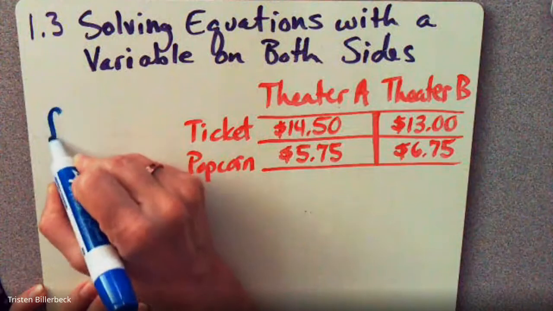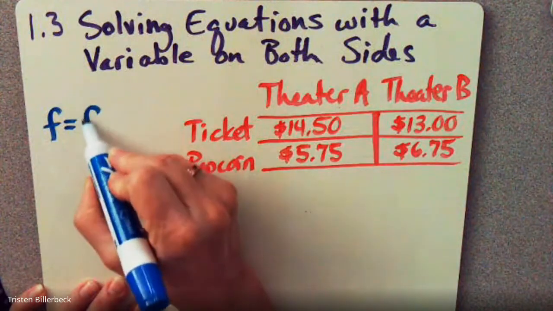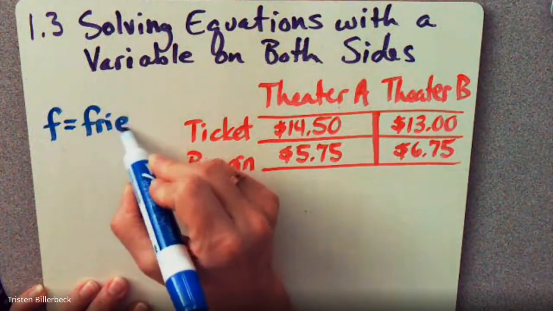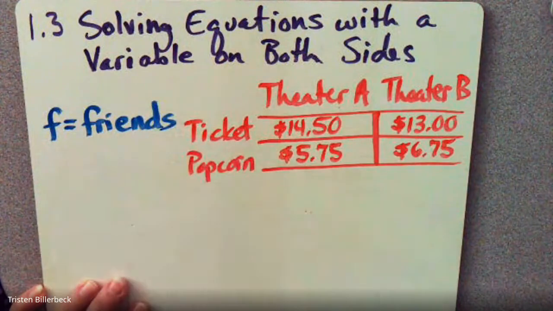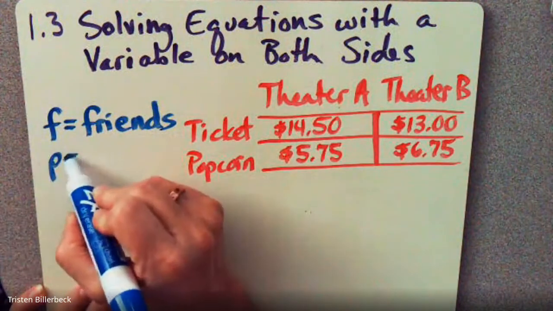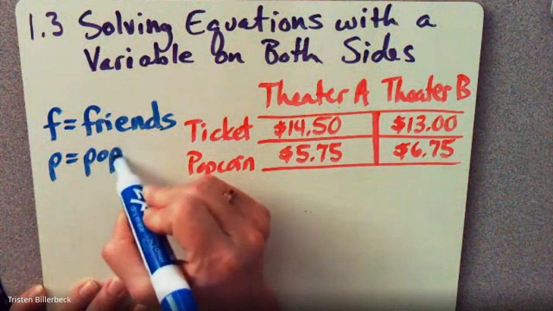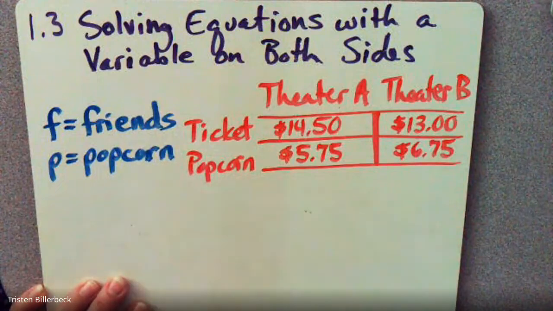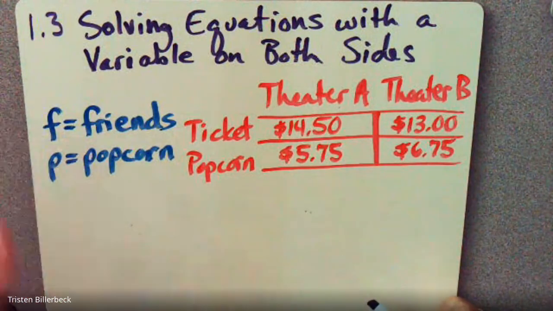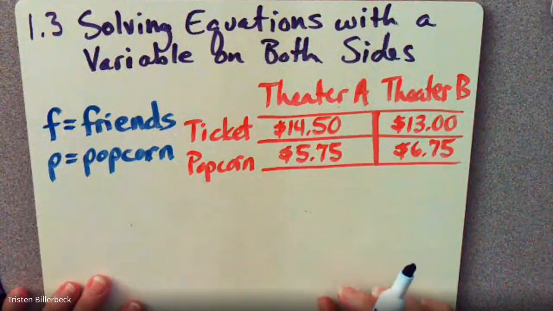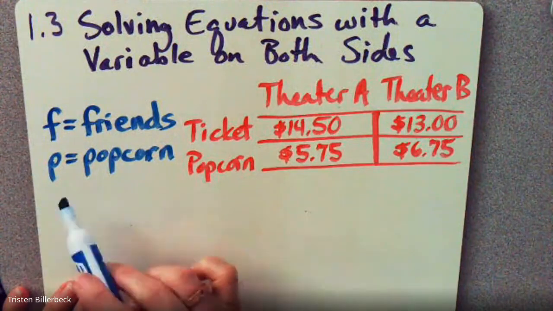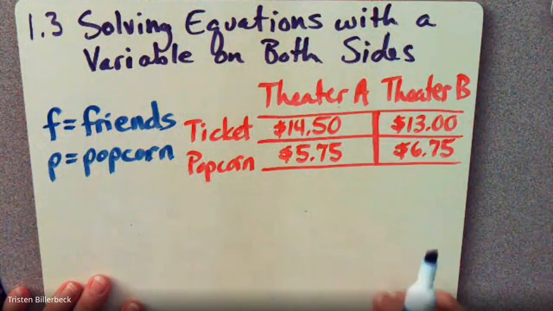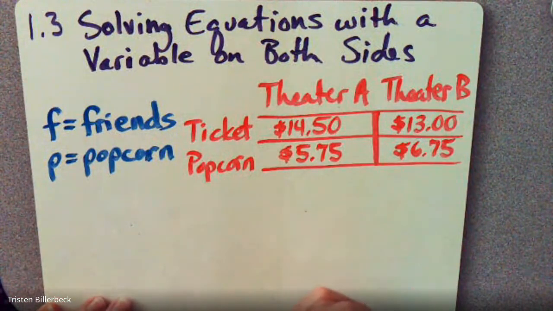So let's have our variables relate to the word. F is going to equal friends, and P is going to equal popcorn. Friends will each have a ticket, and P will have the popcorn. We don't know how many friends are going to need tickets. So we are going to write some equations.